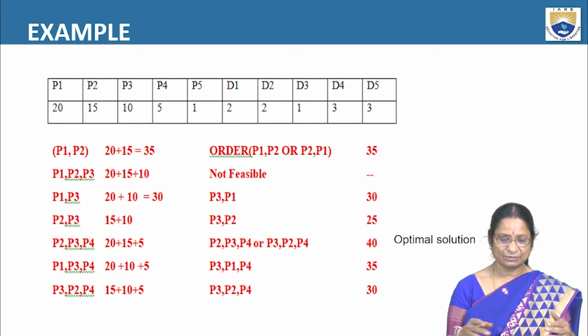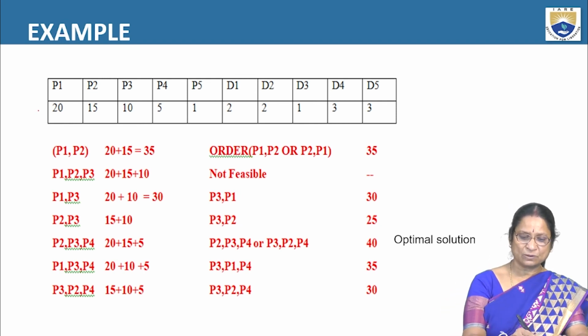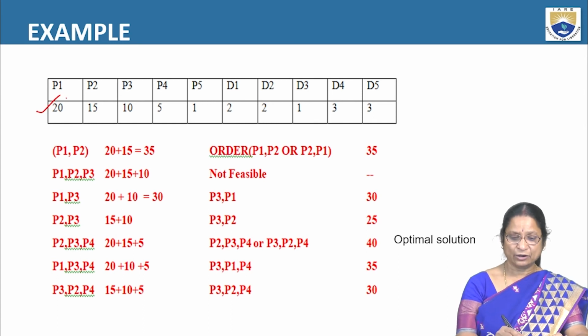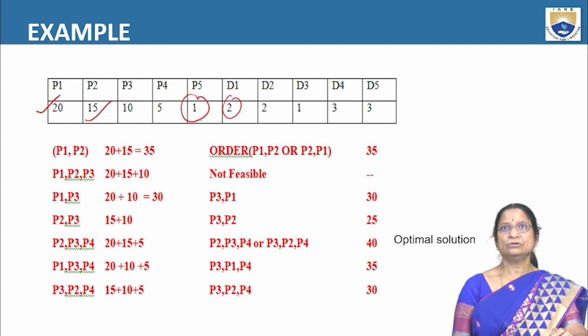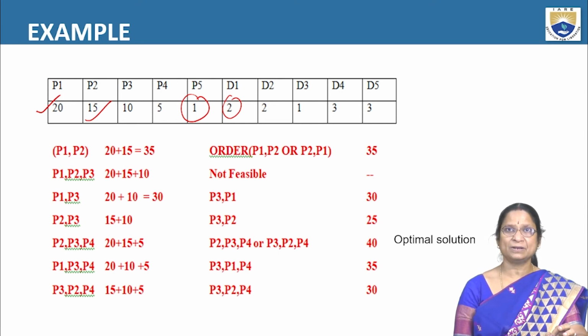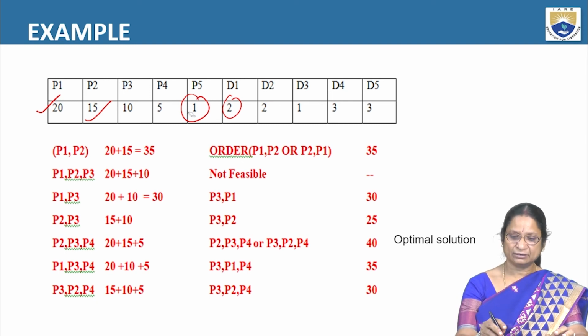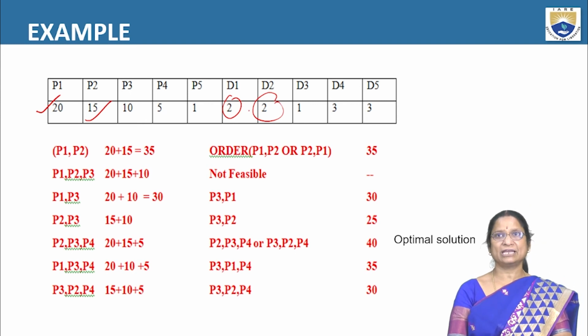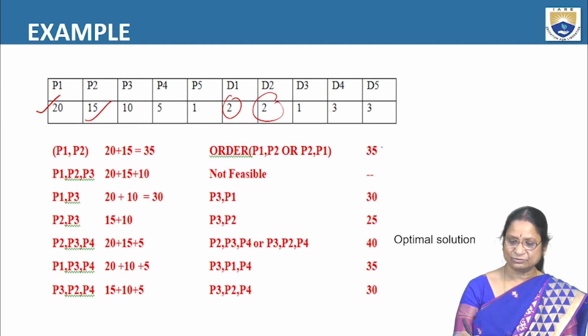I'll consider one by one. So these are arranged. First I will include job 1, P20. Along with job 1, job 2 can be included because what is the deadline here? 2. So 2 can be included, but the order can be P1, P2 or P2, P1. Both are possible in this example. P1 is having deadline 2, and P2 is also having deadline 2, no? So that's why any order can be possible. This is the value 35.